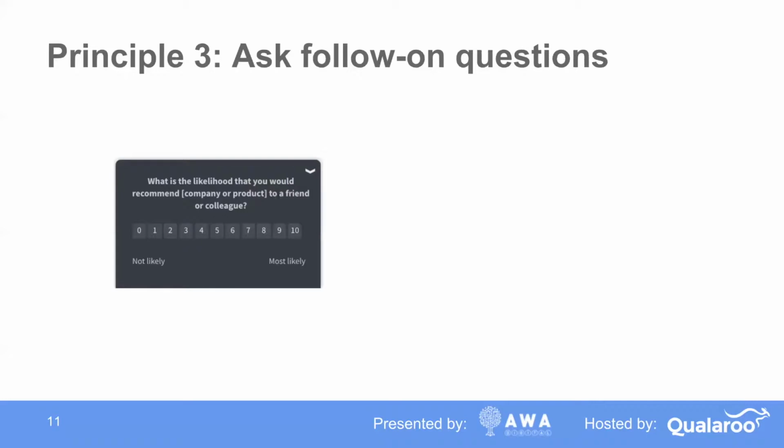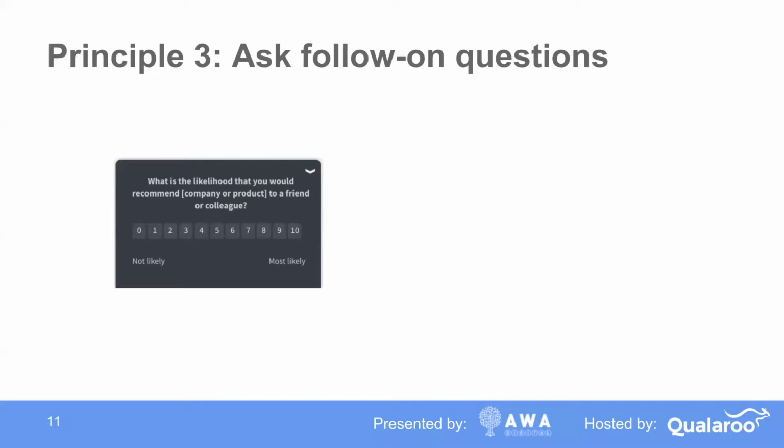Moving on to principle 3, the last one, before we look at some lists of questions and some case studies. This is an easy one, and it's simply to ask follow-on questions. This is the famous NPS, Net Promoter Score. What is the likelihood that you would recommend this product, whatever it is, to a friend or colleague? And there's science behind this, and we won't go into the detail of how you would interpret this, but this is a great metric to use. But there's a lot you can do with it.